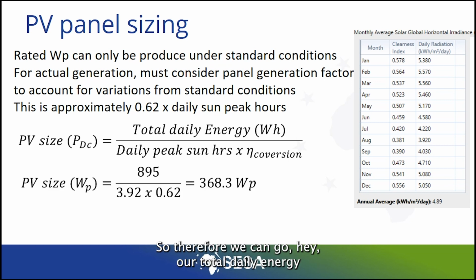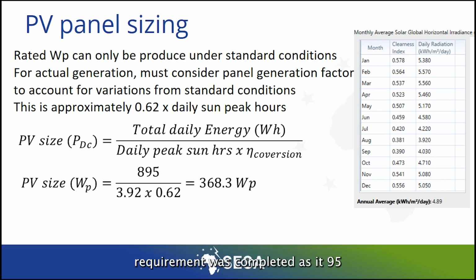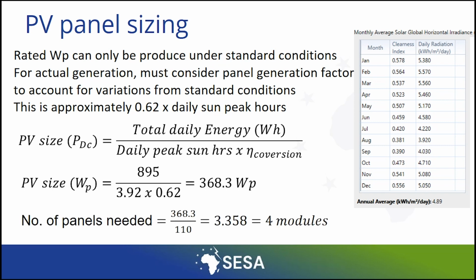So therefore we can go ahead. Our total daily energy requirement was calculated as 895. We divide that by the daily peak sun hours, and I'm saying here that we select the month with the lowest daily radiation, daily peak sun hours, then times our conversion efficiency. Here we are taking the value of 0.62. Therefore, the PV size required is 368 watts.